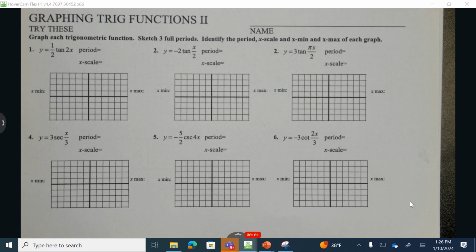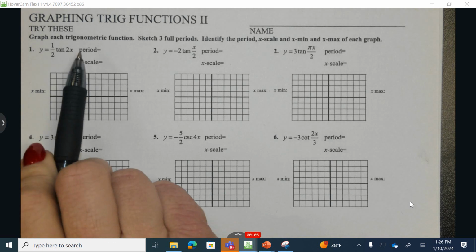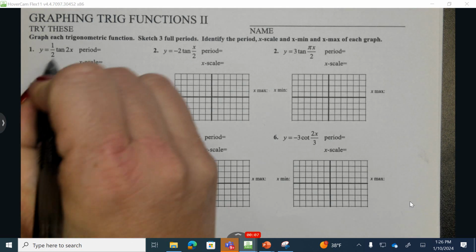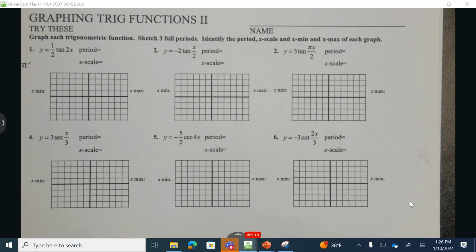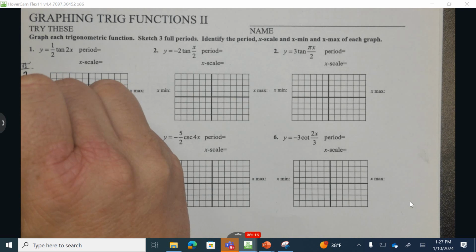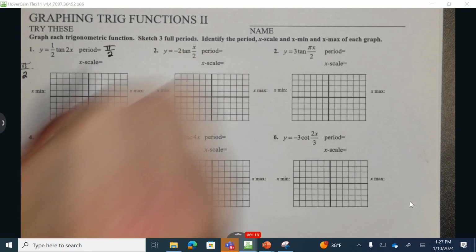Unit 9, Lesson 3, we're going to start by graphing the provided function in number 1. First, I'm going to identify the period length. For tangent and its reciprocal cotangent, I'm going to take pi and divide by the value in front of x. So pi divided by 2 is pi over 2.